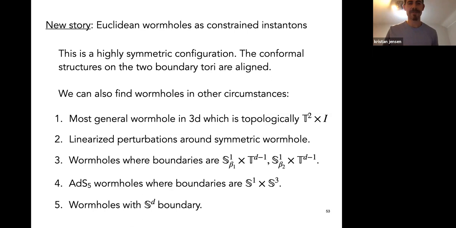We can study linearized perturbations around the symmetric configuration. If we pick out a direction of this d-dimensional torus and call it time, then we can arrange for the inverse temperature on the two boundaries to be different. We can study wormholes in AdS5, where the boundary is S1 times S3. This would be telling us something about microstates of ordinary AdS Schwarzschild black holes, where the boundary is S1 times S3. And we can even find wormholes where the boundary is a d-dimensional sphere.